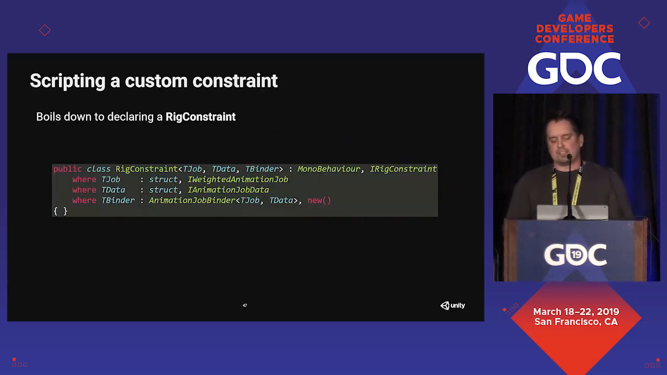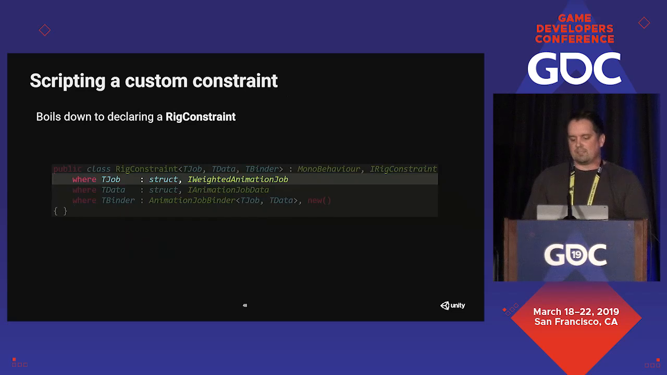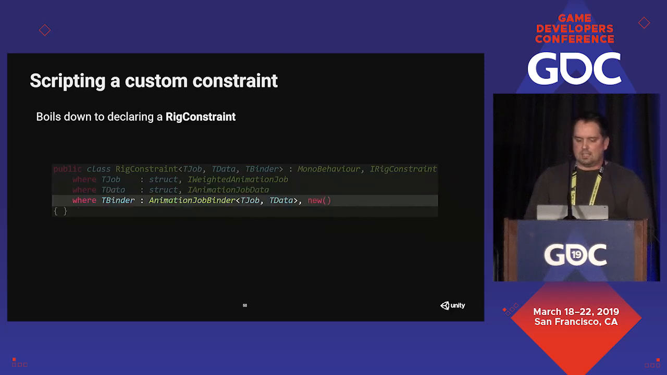So let's take a look at what's involved to augment the rigging package with your own constraint. It basically boils down to declaring a rig constraint, which needs three things: an IWeightedAnimationJob that will implement the constraint algorithm, an IAnimationJobData that will contain all the necessary data that the job needs in order to do its work, and an AnimationJobBinder to take care of creating and destroying the specific job given its data.